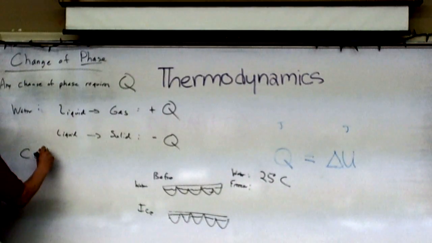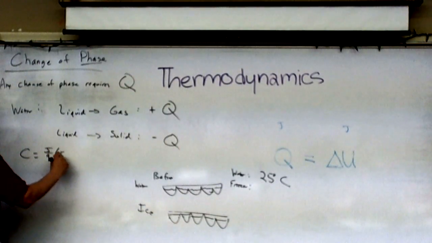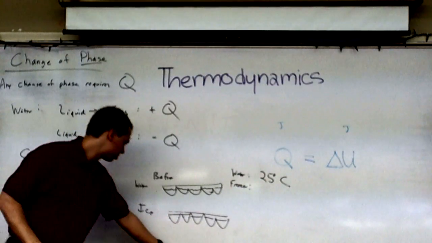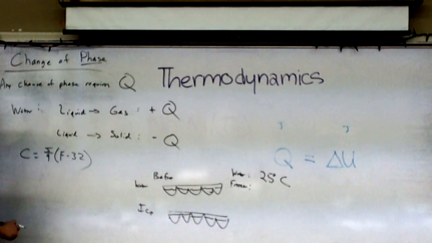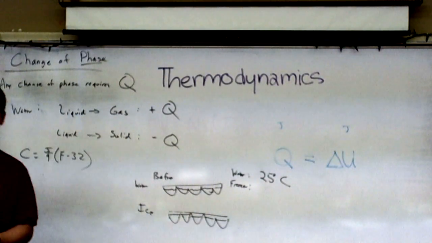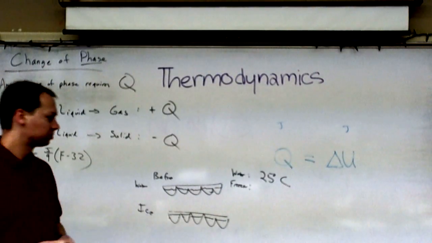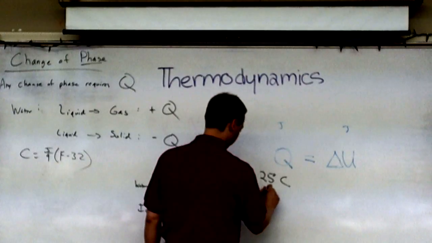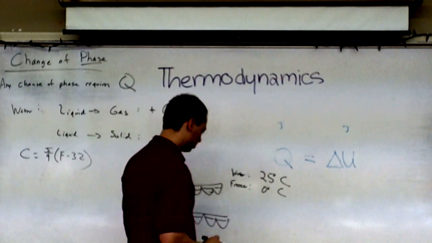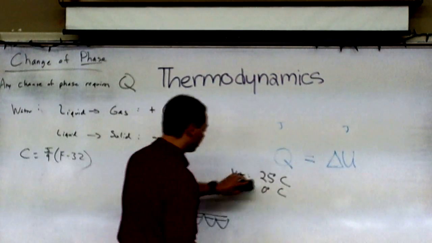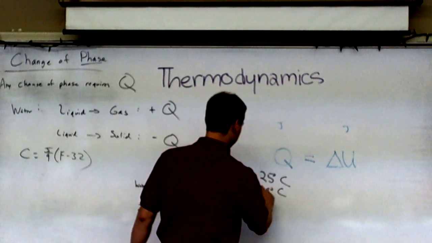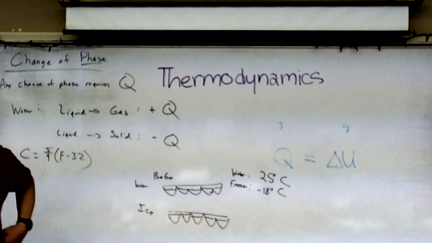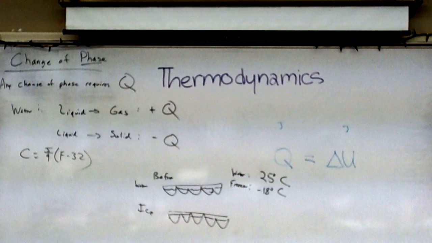Negative 32 divided by 9 is a little less than 4, times 5, around 18. Negative 18. You should have known that. I thought it was like negative 7. We just went through this. We have about negative 18. My freezer is at negative 18.